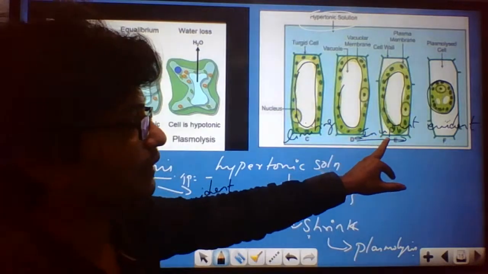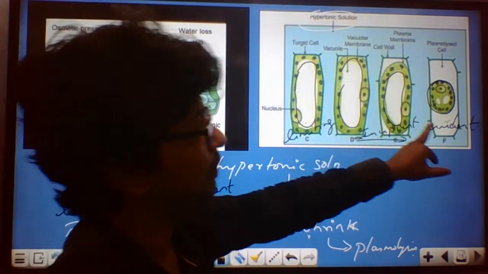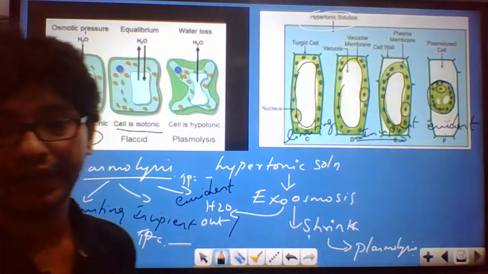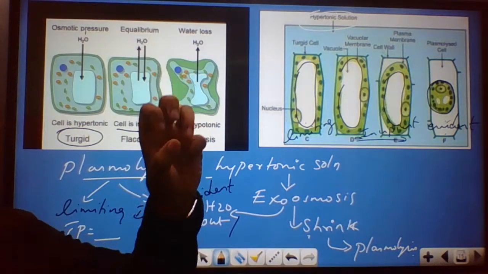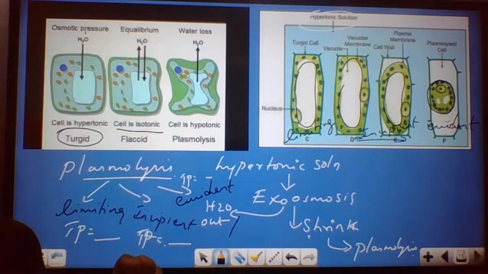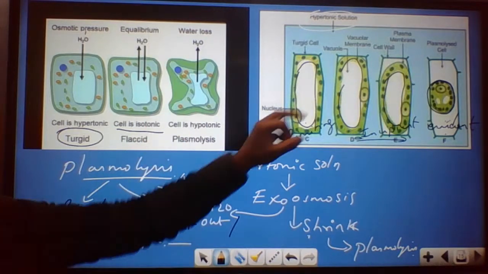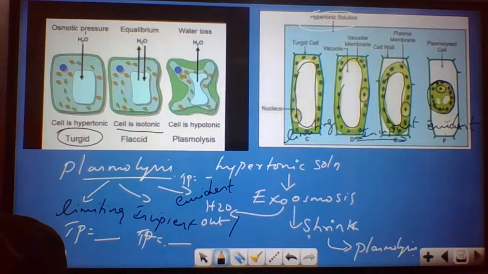This is called incipient. The vacuole will start reducing in size. But at the last stage, evident plasmolysis, the vacuole will completely start reducing. So this we call a plasmolyzed cell.